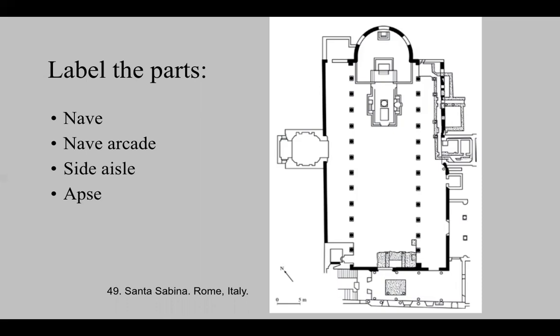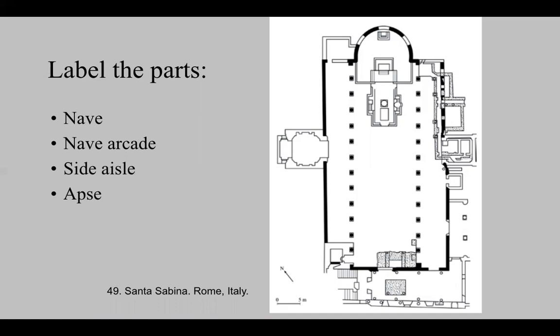Right? Now, the nave arcade. An arcade is a series of arches. Where are those arches going to be in this plan? What do you think? Where's the arcade going to be? Talk to your neighbors. Where do you think that is? Which part represents the arcade? Yeah, it's the area between the walls. Right. So this is the nave arcade.